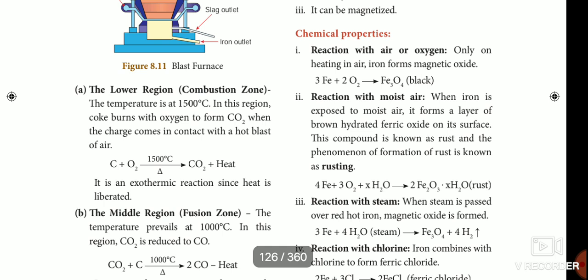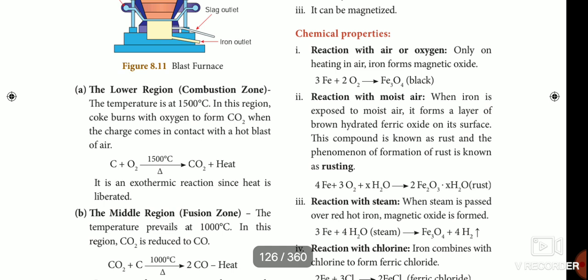The first reaction is with dilute hydrochloric and dilute sulfuric acid. Then the second reaction is with concentrated sulfuric acid. Iron with concentrated sulfuric acid gives the product ferric sulfate, Fe2(SO4)3, with liberation of sulfur dioxide gas and removal of water molecules.